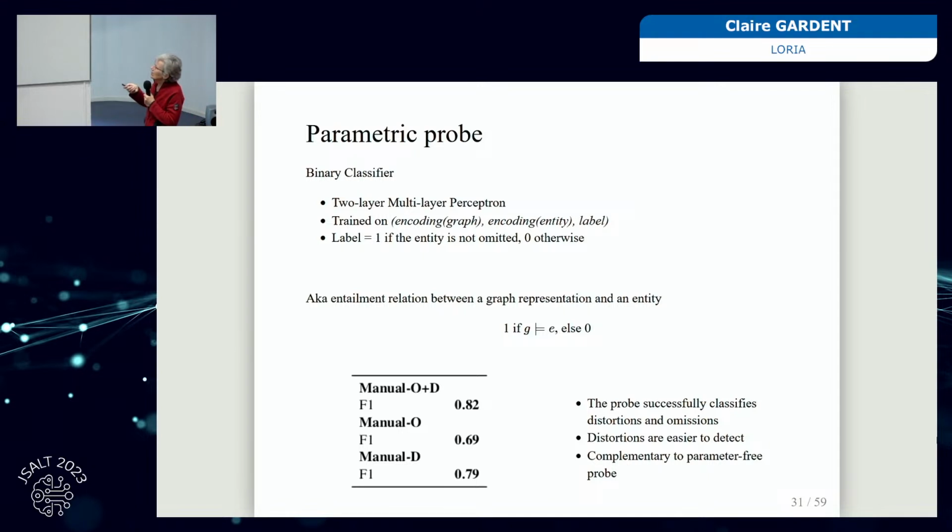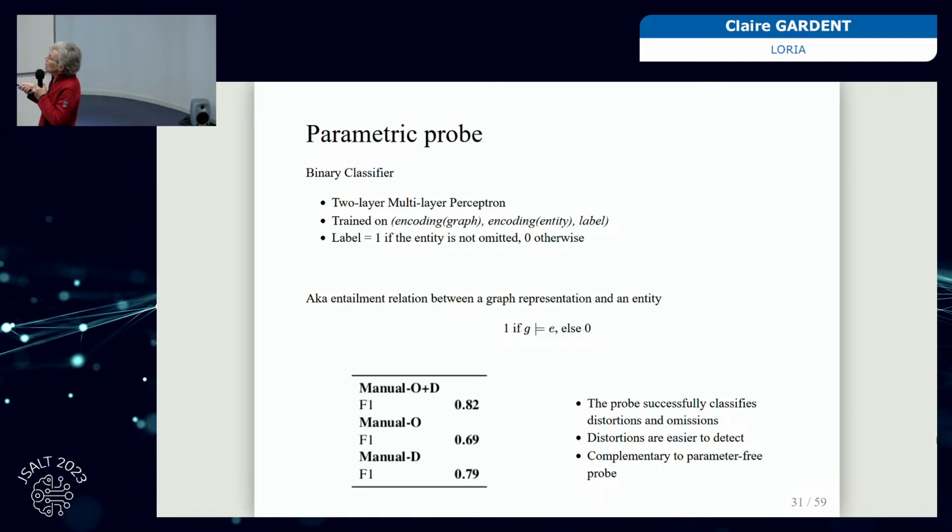So you can see this kind of classifier as modeling, in quotes, an entailment relation between a graph representation and an entity. It will be 1 if the graph contains the entity, and 0 otherwise. And again, you see that the classifier for omission has almost 70% accuracy, and there is a distinction between omission and distortion, which in this case goes the other way as before.